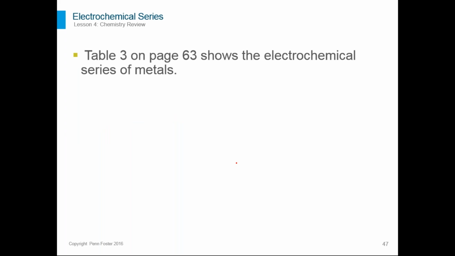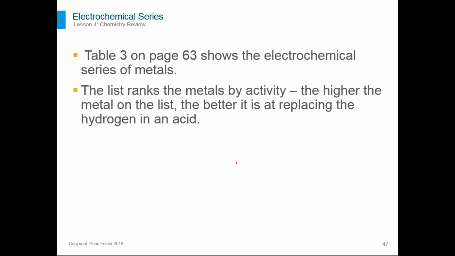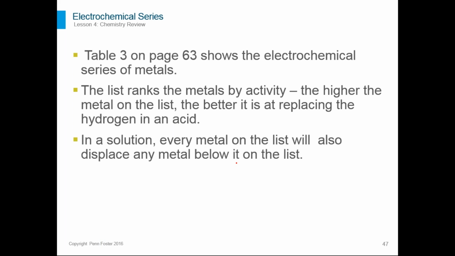And there's kind of a ranking of metals on how well they do this. And this is called the electrochemical series. So this is table 3 in your text. And it lists the metals by activity. So the higher the metal is on the list, the better it is at replacing hydrogen in an acid. So the ones on the top of the list are kind of the strongest. They're able to replace hydrogen in an acid the best.